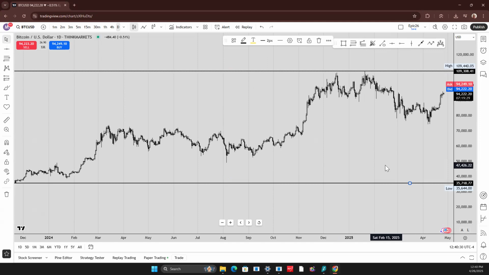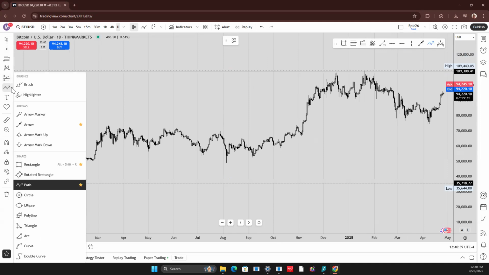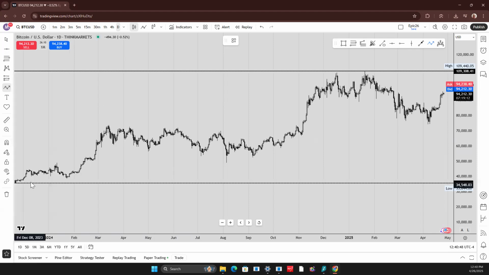Now, I like to use this tool called the path tool, which can be located in the left panel. Go to the path, make it your favorite, so it can be one of your favorites. Now in the path tool, I like to start from the bottom and try to find my highs and my lows, my higher highs, my lower highs, and vice versa.